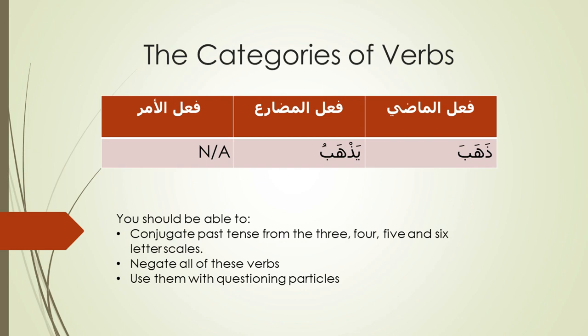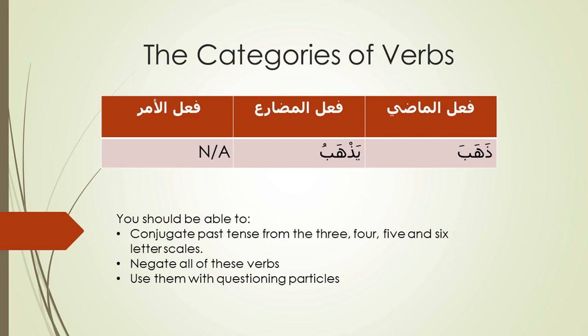How do we negate the past tense verbs? We use ma. Can you give an example? Any example? Anyone? عندي is not a verb. ما ذهبت إلى الدكان. Meaning, I did not go to the shop. ما جلست في المسجد. I did not sit in the masjid. So we use ma as a negation for the verbs.